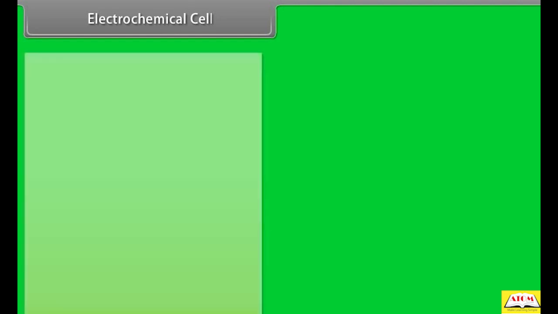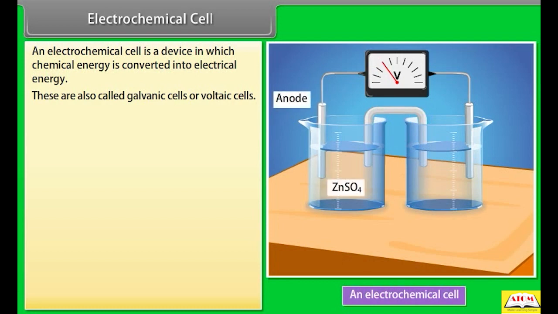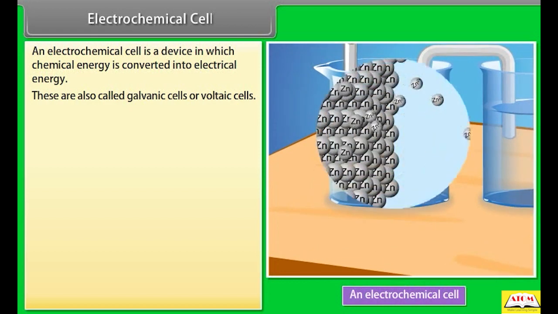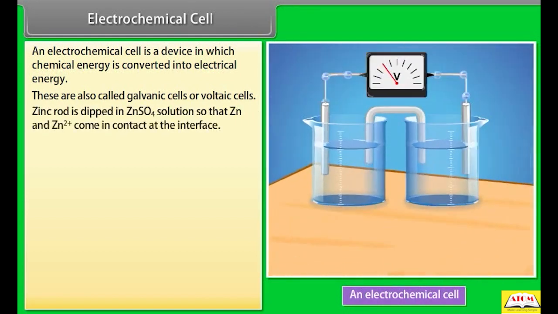Electrochemical cell. An electrochemical cell is a device in which chemical energy is converted into electrical energy. These are also called galvanic cells or voltaic cells. Let us consider the redox reaction between zinc and CuSO4 solution. Zn and CuSO4 solution are taken in separate vessels. Zinc rod is dipped in ZnSO4 solution so that Zn and Zn2+ come in contact at the interface.